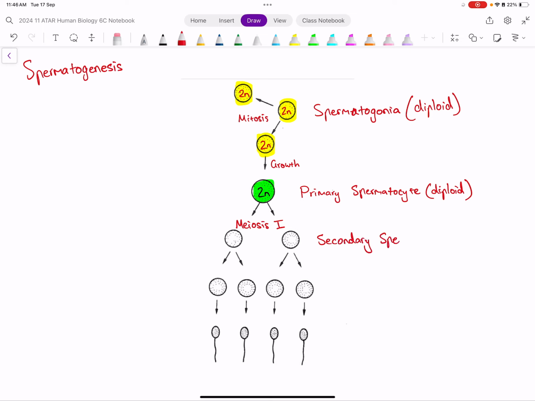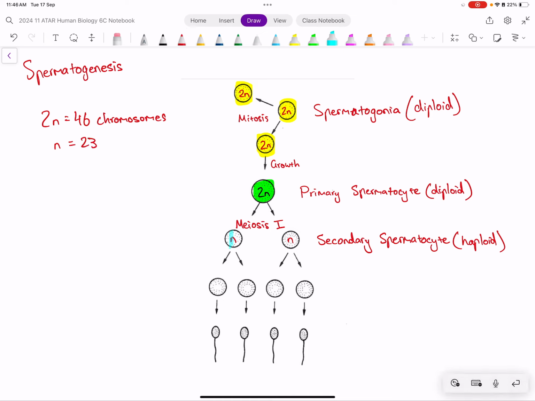Now, the secondary spermatocyte itself is a haploid cell, and we can represent that in the cell itself by writing the letter N, just N, to show that this cell has half of the genetic information of a diploid cell, half the number of chromosomes. So in a human, the diploid number, so 2N, will be equal to 46 chromosomes, and in a haploid cell, it is simply going to be half of that, it will be 23.